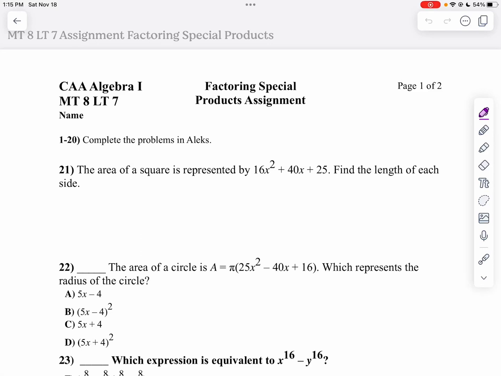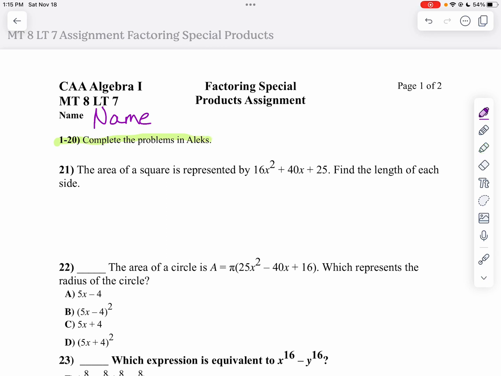Hey, let's take a look at your assignment for LT7 of MT8. Don't forget your name. Can't give you credit if you don't put your name on it. First 20 questions on this assignment, I want you to complete those in Alex.